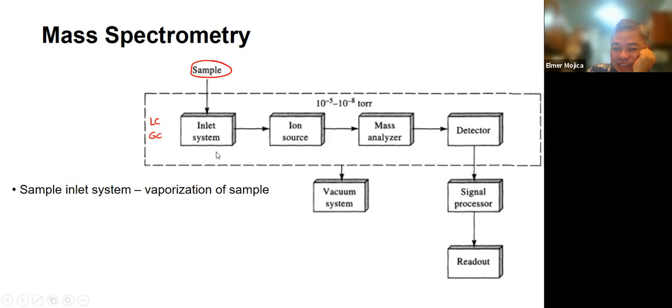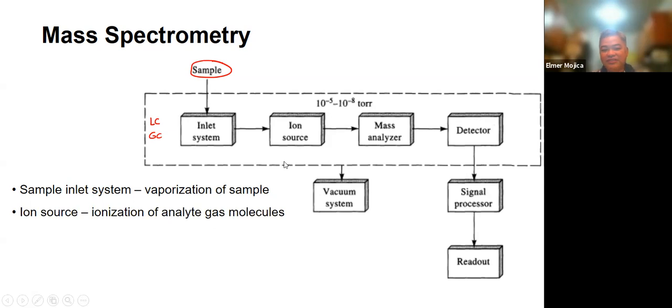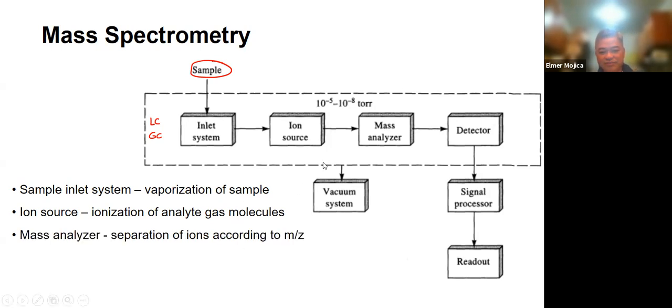Okay? But in that inlet system, ang mangyari kahit liquid chromatography yung ginagamit mo, there's a chance that it's going to be vaporized. Maybe not right away in the inlet system, but when you go to the ion source. Okay? Because in the ion source, you're going to ionize the analyte gas molecules. And then, dyan papasok from the ion source na dyan yung mass analyzer. Okay? So, ang naging problem nila noon is how to interpret these two going here. But once they were able to solve that, then they end up doing okay.